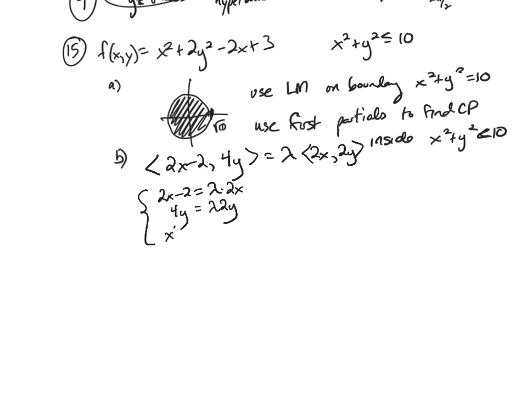And I always list the actual boundary as well. That's one of the parts of my system of equations. So we have 3 equations and there are 3 unknowns, which are x, y, and lambda.